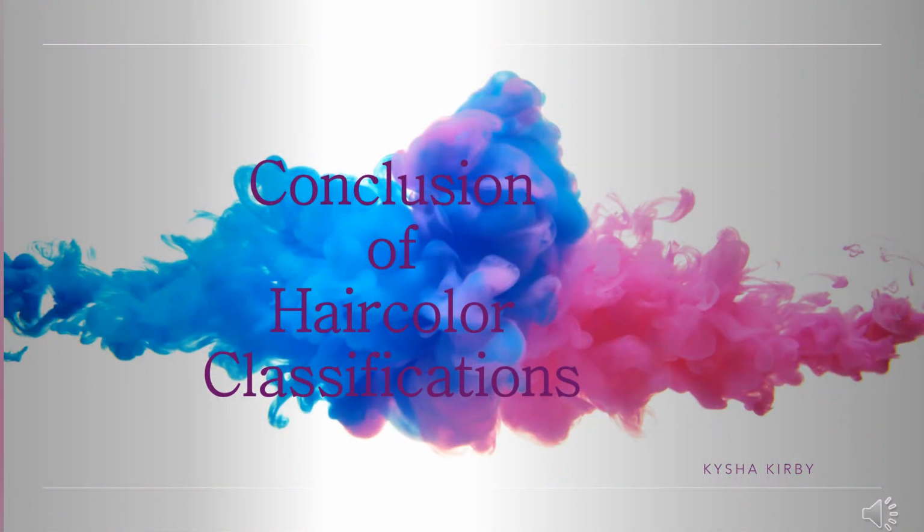This is the conclusion of your hair color classification, and you have learned all about the types and classification of hair color from your temporary to your permanent. Also covering your metallic salt colors that are sold to men and over the counter, as well as your hennas, which are your vegetable colors.